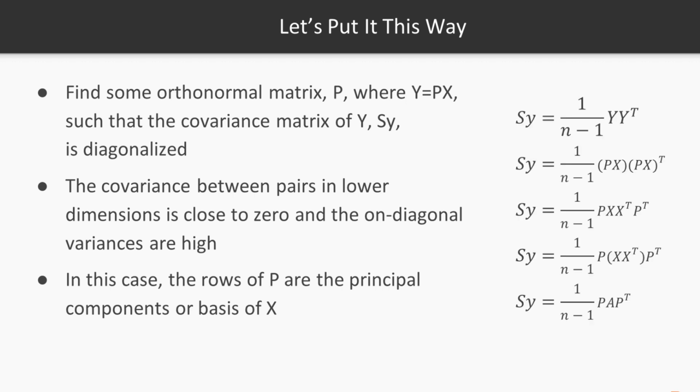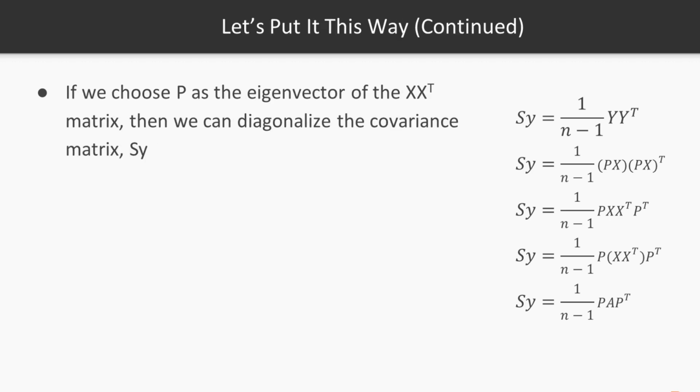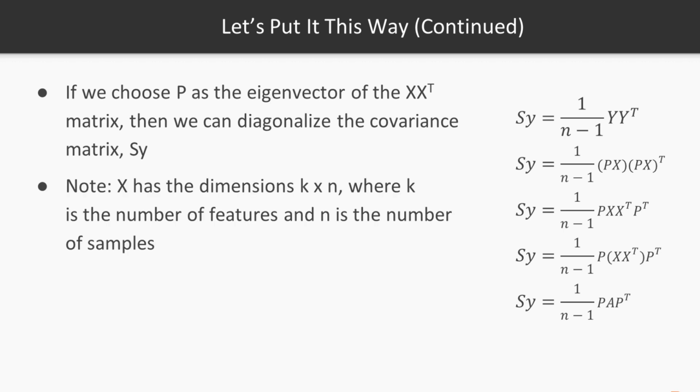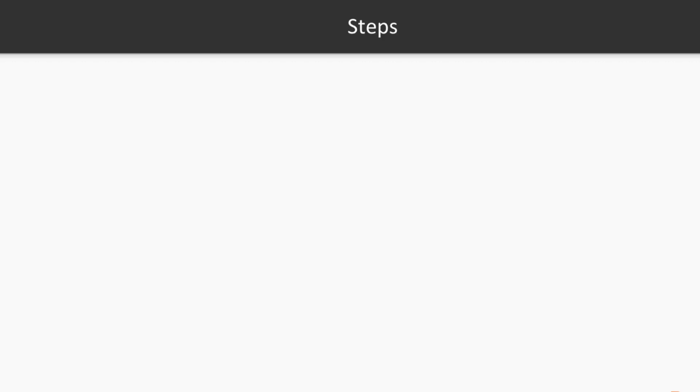According to the following relations and formulas that you can see here in this slide, if we choose P as the eigenvector matrix of A, which is equal to X times the transpose of X, then we can easily diagonalize the covariance matrix S_Y. It must be noted that in this case, rows of X represent the features, while the columns show the samples. Thus, the covariance matrix would have the dimensions K times K, where K shows the number of the features. So the algorithm of PCA includes the following steps.